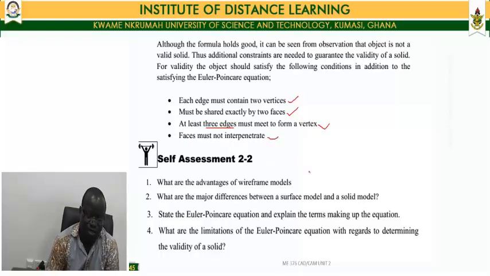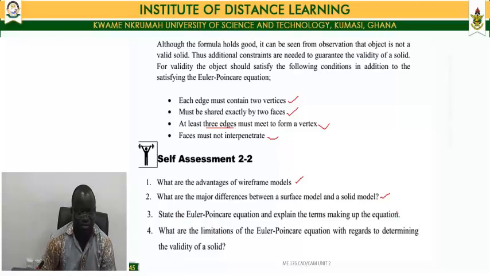Okay, now these are some self-assessment guides that you can look at in the list. The advantages of wireframe models, the major differences between a surface model and a solid model. You can also state the Euler-Poincare equation and explain the terms, and the limitations with regard to determining the validity of the solid. These are self-assessment questions.